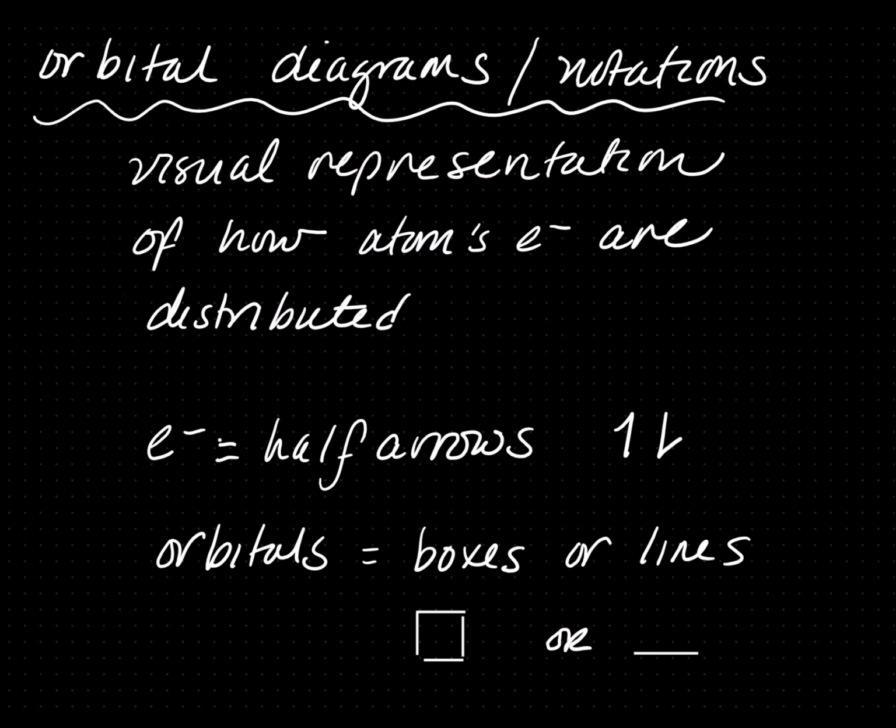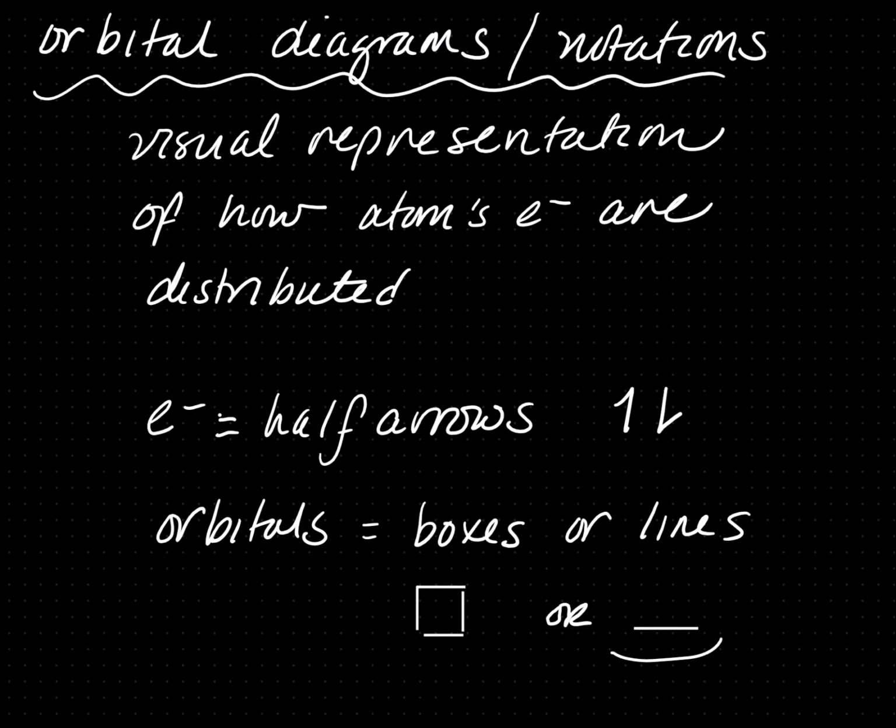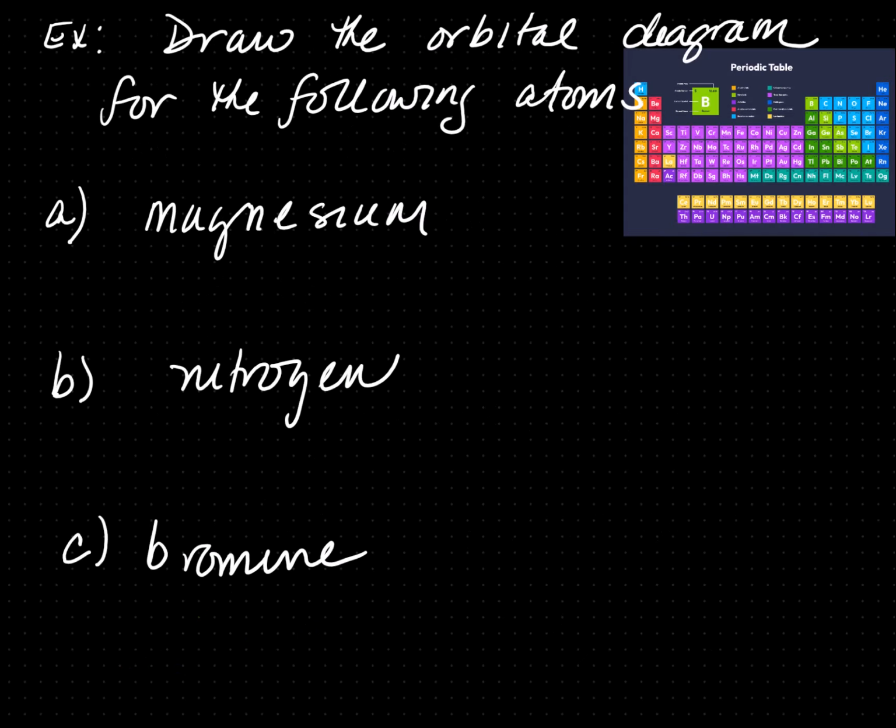Orbital diagrams or notation are visual representations of how atoms' electrons are distributed in energy levels. Electrons are represented by half arrows or full arrows. Orbitals are represented by boxes or lines. In general, I will be using lines. Remember, orbitals are the m subscript l's. These are the orientations in space.